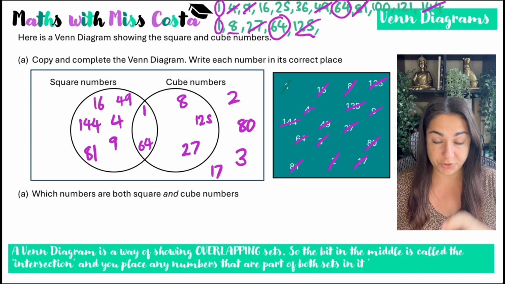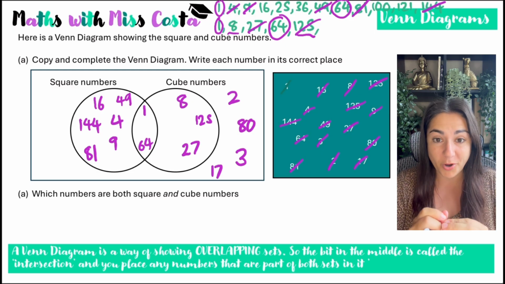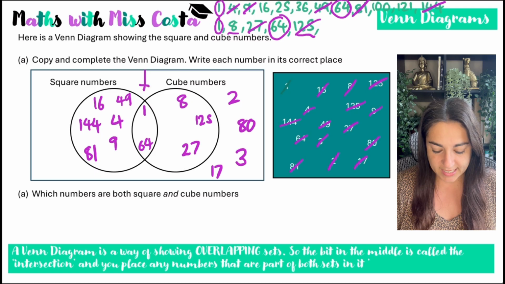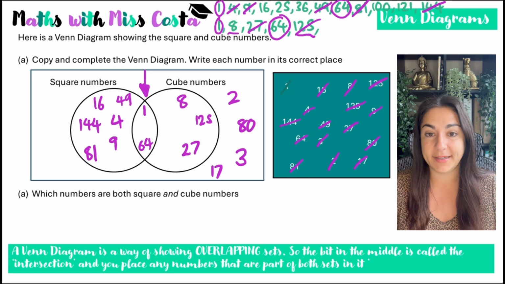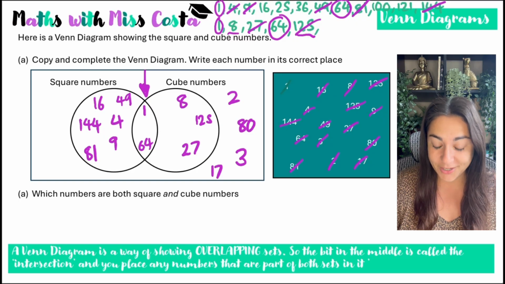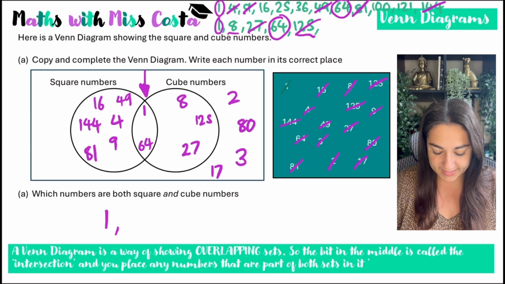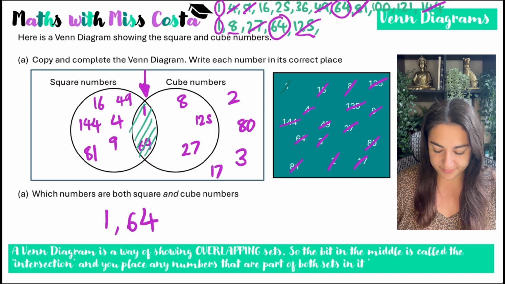We put whatever is true for the square numbers in the square number circle, whatever's true for the cube numbers in the cube number circle, and anything that is in both goes in the intersection in the overlap. And that makes it really easy for me to know what is part of both. So for the next part of the question, it says, which numbers are both square numbers and cube numbers? I can confidently say 1 and 64 because that is in the intersection here.